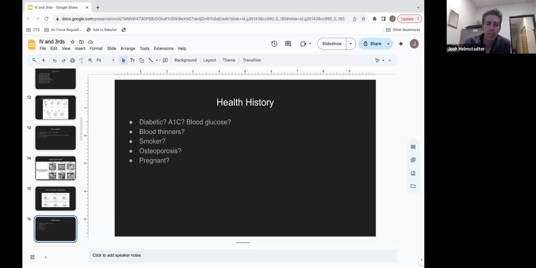Health history, we obviously know to look for diabetic patients, if they're on blood thinners, smokers, osteoporosis, pregnancy, stuff like that. Obviously, when it comes to thirds, we're also assessing anxiety levels. And I'll get into this in the IV sedation section: what to look for in health history as far as patients to consider for moderate sedation.